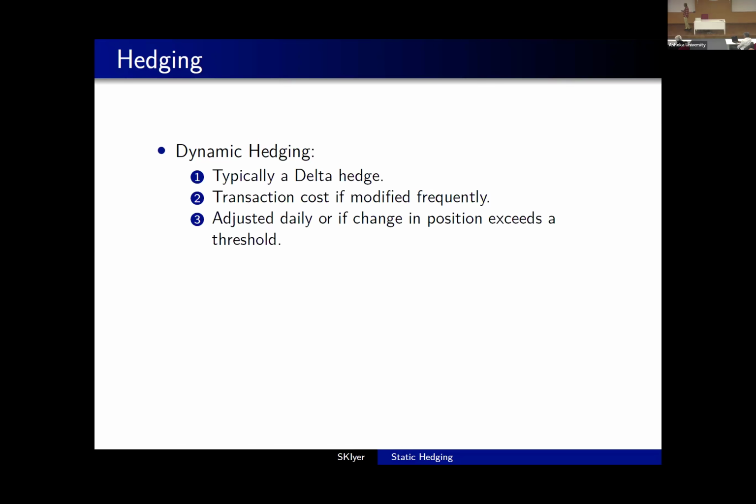So the dynamic hedging is typically a delta hedge. Delta hedge is you take a certain position in the underlying stock, which is the derivative of the call price with respect to the value of the underlying. And so the theory tells us that you should continuously modify this position in order for you to be perfectly hedged. This involves a lot of transaction costs if you keep on adjusting your portfolio. So typically what happens is that you adjust it either daily or if the position changes beyond a certain threshold. And then of course you sometimes also adjust these hedges for model risk.